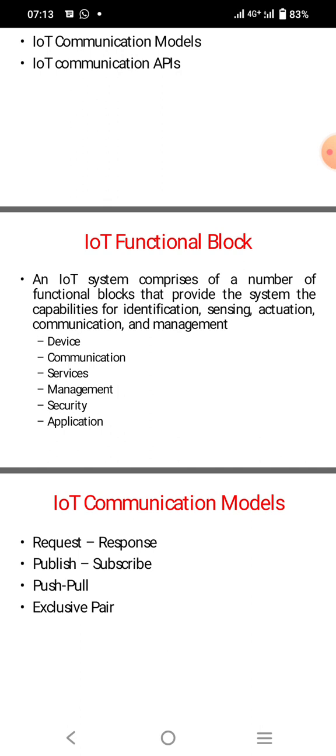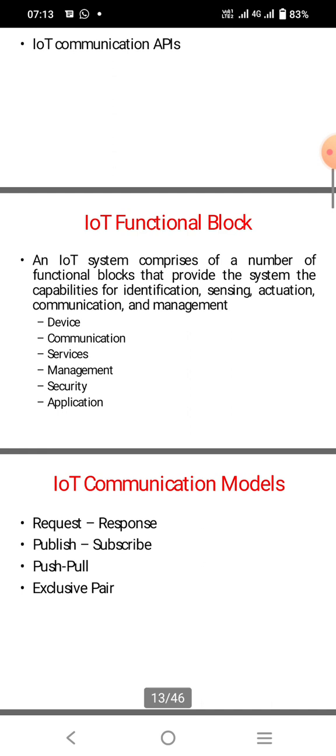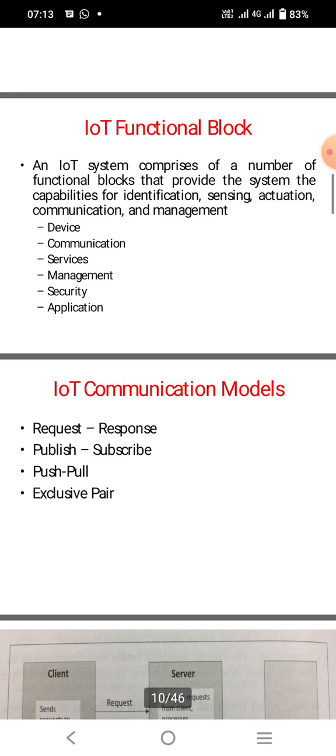In these functional blocks, these are all the attributes. The first one is the device, the second one is the communication, the third one is the services, the next one is the management, the next one is the security, and the next one is the application. These are all the attributes of the functional blocks of IoT. And the next one is the IoT communication models. This is the second part of the logical design of IoT.